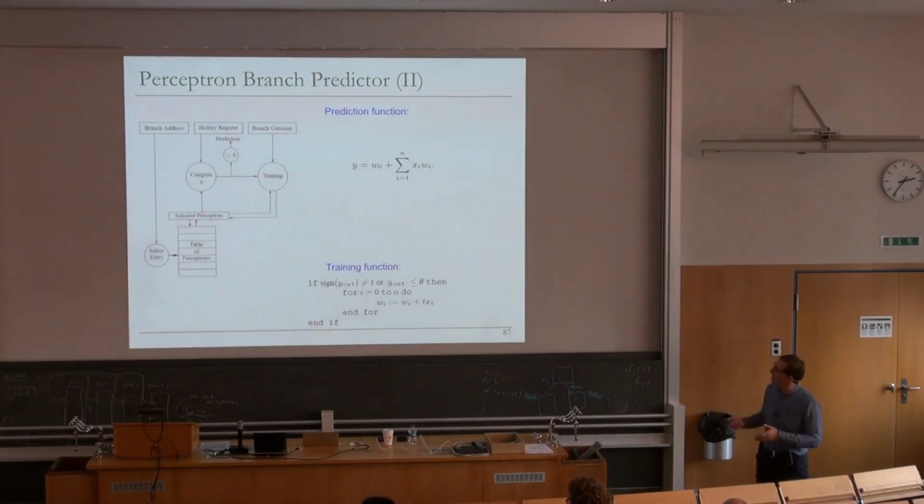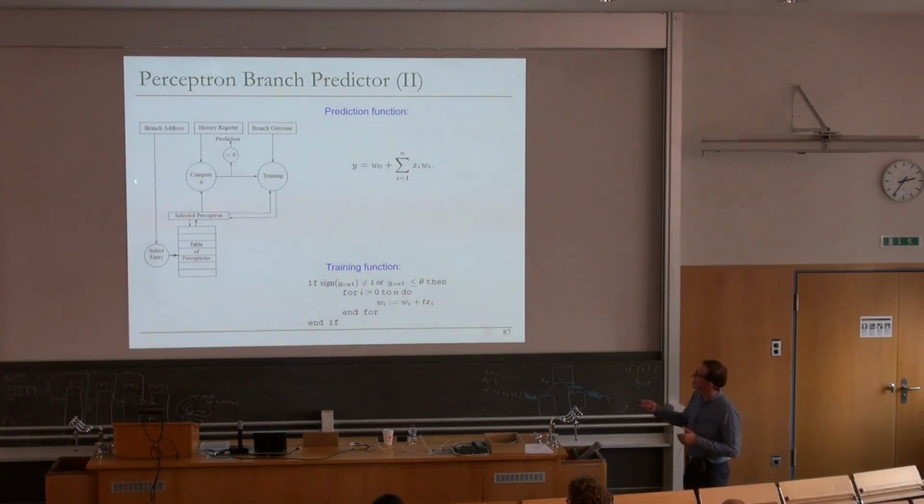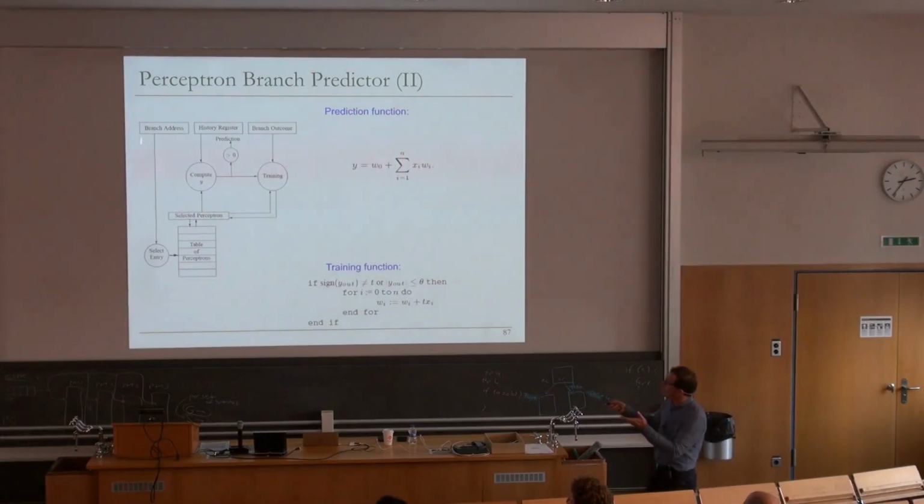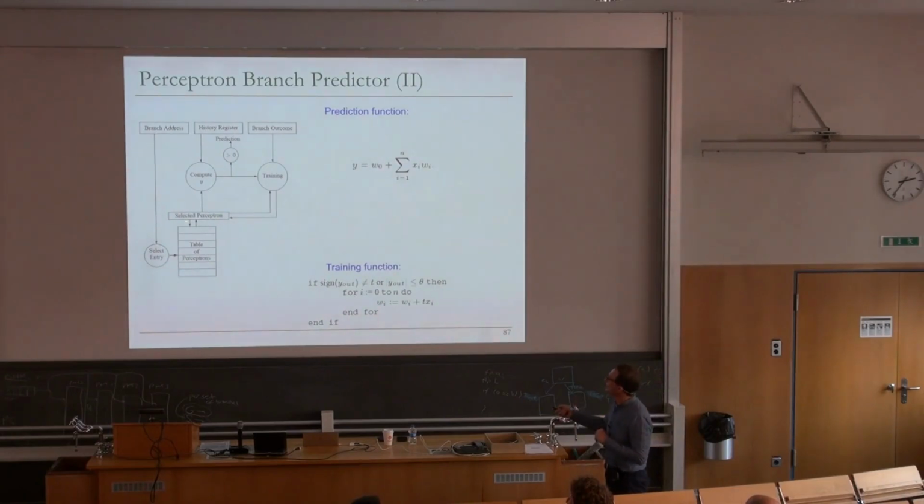So if you want to really look at this over here, you basically take the branch address. You have a table of perceptrons, essentially the weights. This is a local one, based on the branch address, but you could make it global as well, which is interesting. You select the perceptron and compute this y using the history register. It's basically a dot product of the history register and the perceptron plus the bias. And you do the prediction.